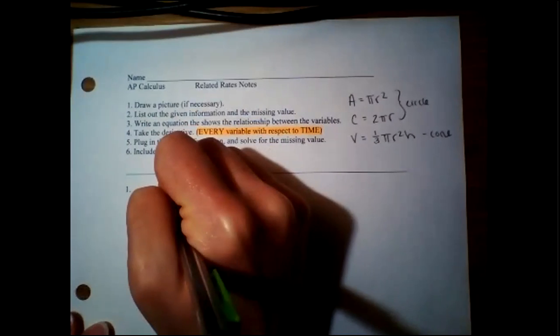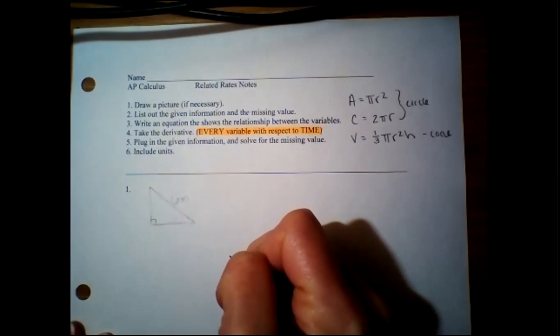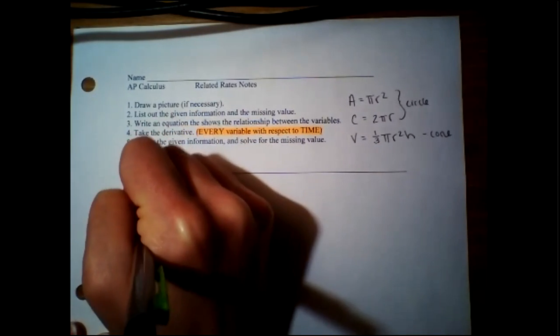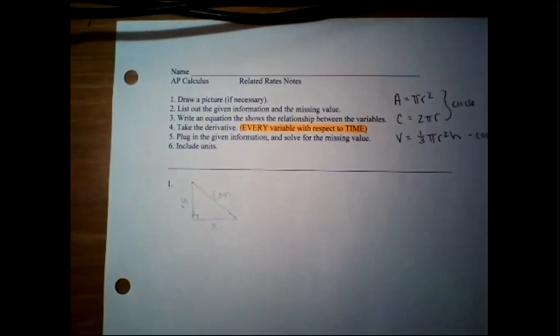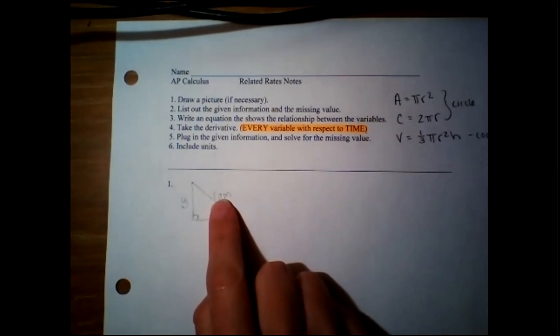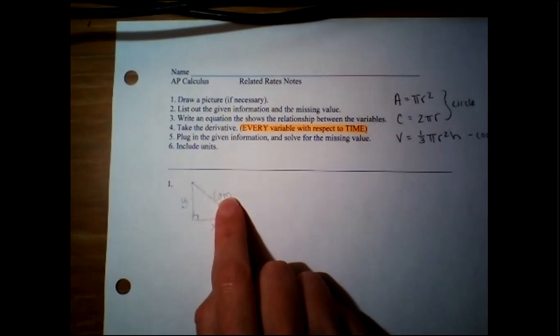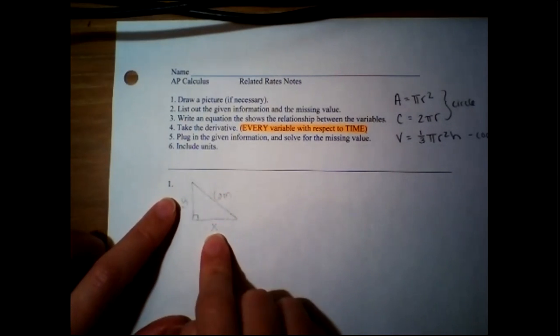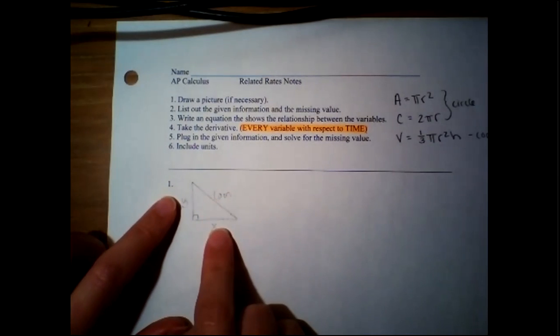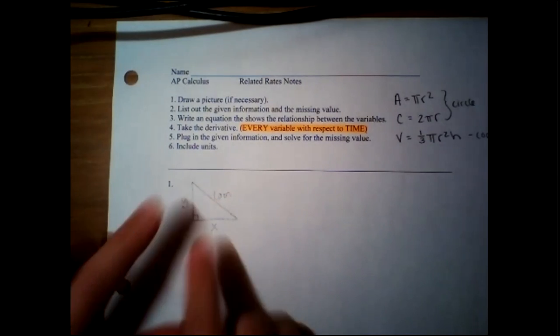And the ladder is 6 meters. And we're calling this distance x and this distance y. So anything in the problem that is constant, like in this case, the ladder, you can go ahead and label with an actual number. But any distance that's changing, you have to label with a variable. So if it's constant, you can put a number. If it's changing, you have to put a variable.